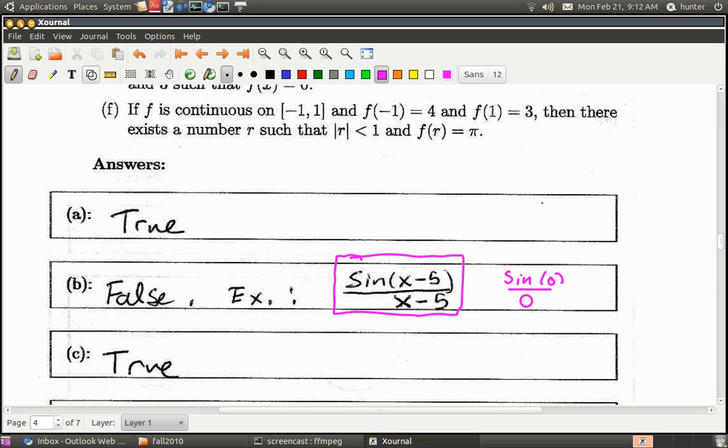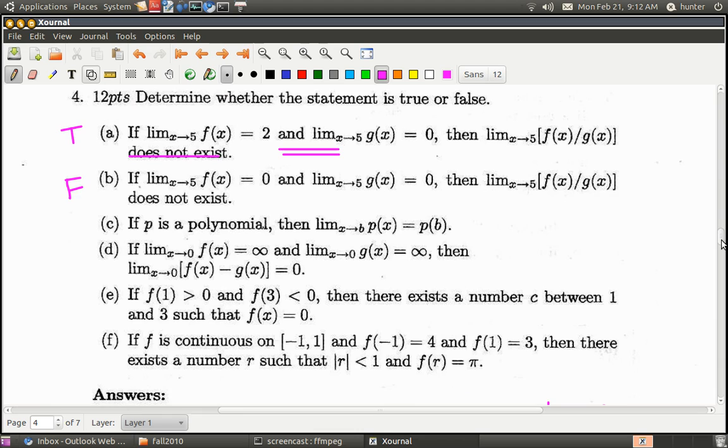over 0. Okay, but we've seen this function a few times. This is supposed to be the graph of y equals sine x over x. And this thing is not defined at 0 because if you plug in 0 you get an undefined number, 0 over 0. But the limit makes perfect sense. The limit approaches 1 from both sides, and so the limit for this thing as x goes to 5 would just be 1, which is a perfectly good number. So just because f and g go to 0 doesn't mean that their quotient doesn't exist.